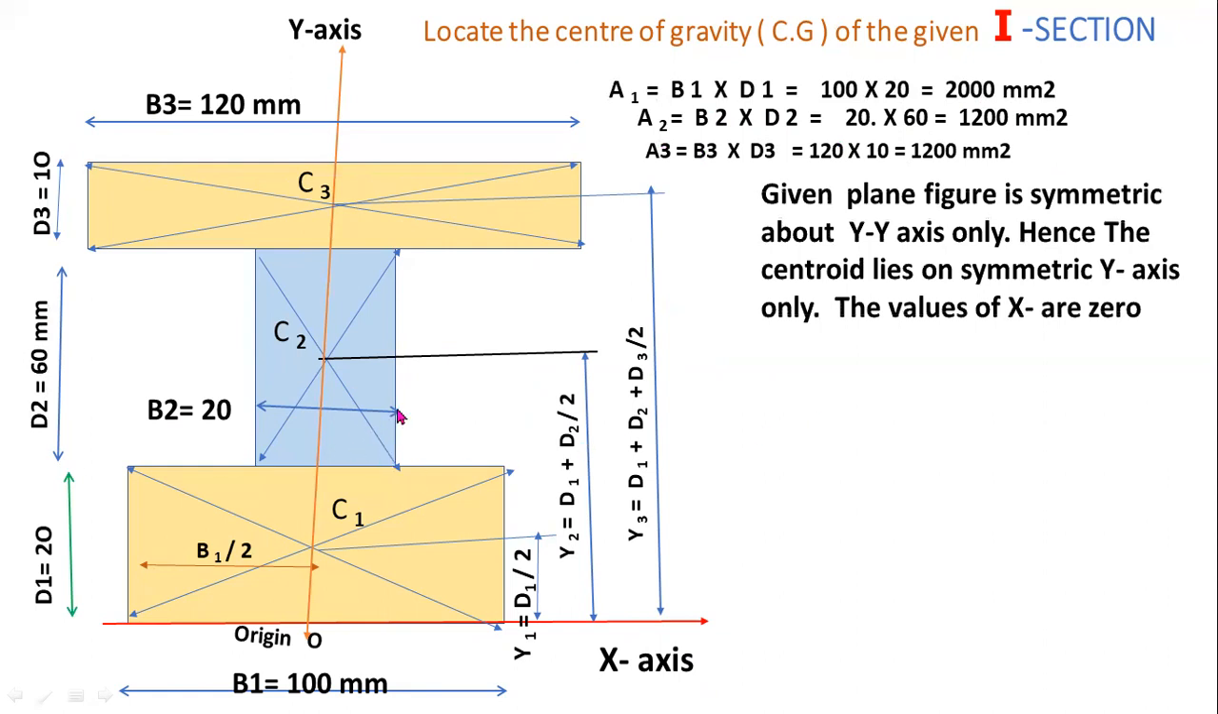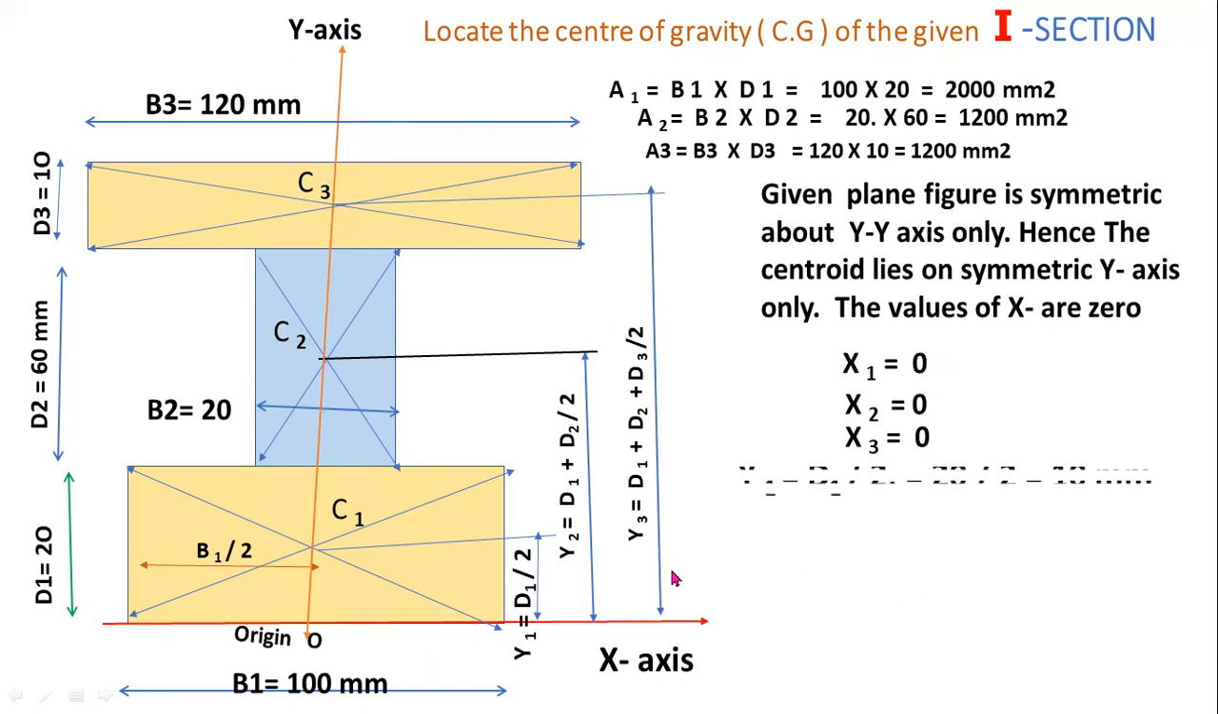Now the given I section is symmetric about the y-axis, hence the centroid lies on the symmetric y-axis. The values of x are 0. x1 equal 0, x2 equal 0, x3 equal 0, because the given I section is symmetric about the y-axis. So the centroid of an I section always lies on the symmetric axis.